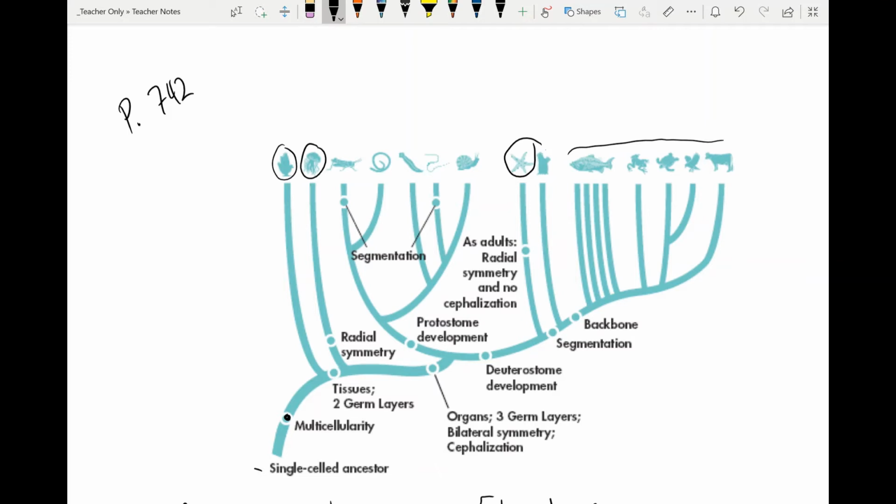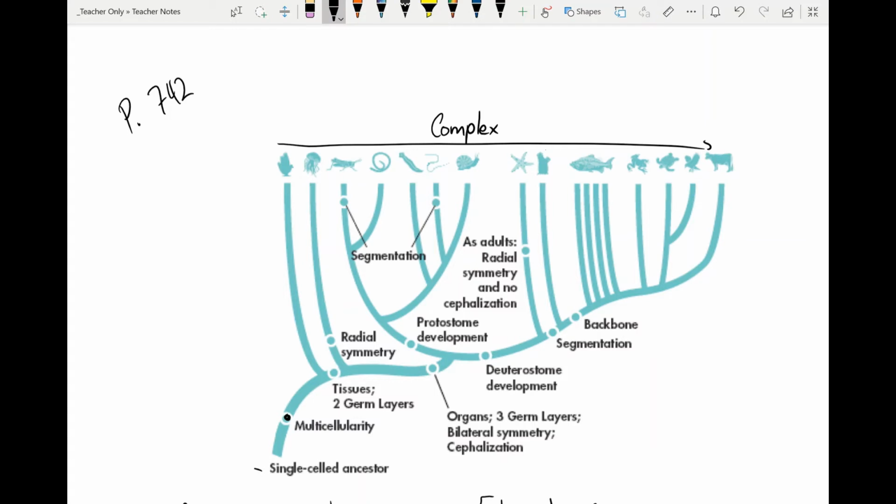Couple of things to keep in mind. There is a sort of a theme with our cladograms, and that's to think that as we go this way, things get more complex. A jellyfish is less complex than a cow.